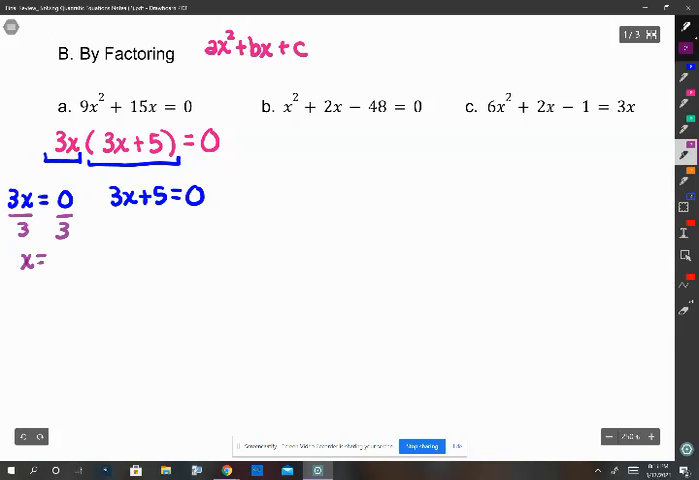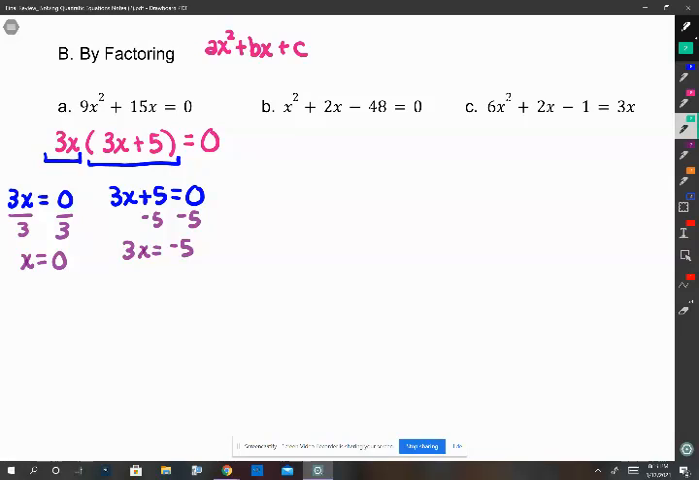So we get x is equal to 0 as one solution. We subtract 5 from both sides, so we get 3x is equal to negative 5. And then how do we get rid of the positive 3? Well, to get rid of the positive 3 next to the x, it's connected through multiply, so we divide. And so my value is x is equal to negative 5/3.